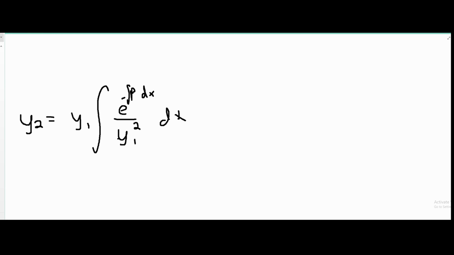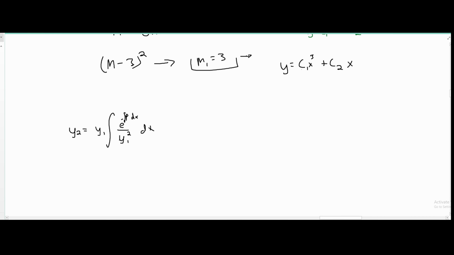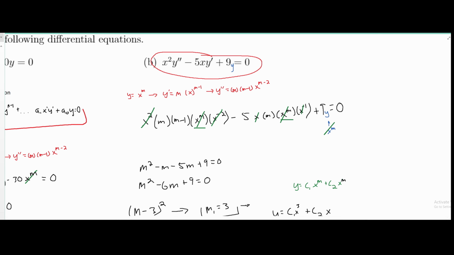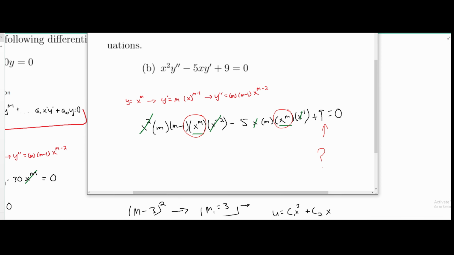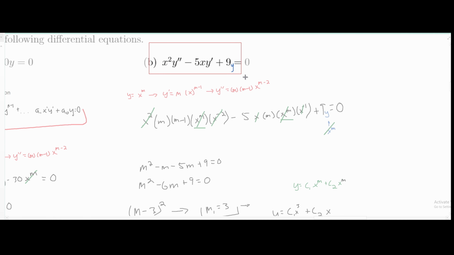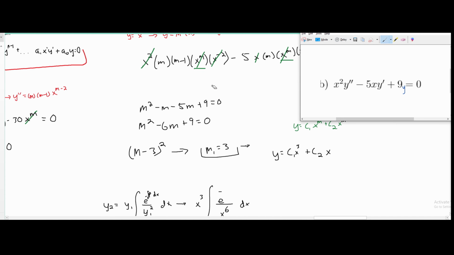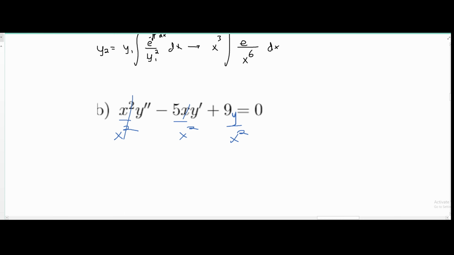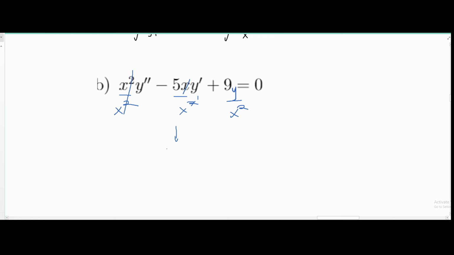This is our reduction of order formula. We have our y1, which is x cubed, so we're going to plug that into here. We remember that our p is whatever value is in front of y prime. So since there's an x squared here, we have to divide everything by x squared. So after this cancels out, we're just left with the 1 y double prime, and this is going to be negative 5 over x. So that means our p is going to be negative 5 over x.